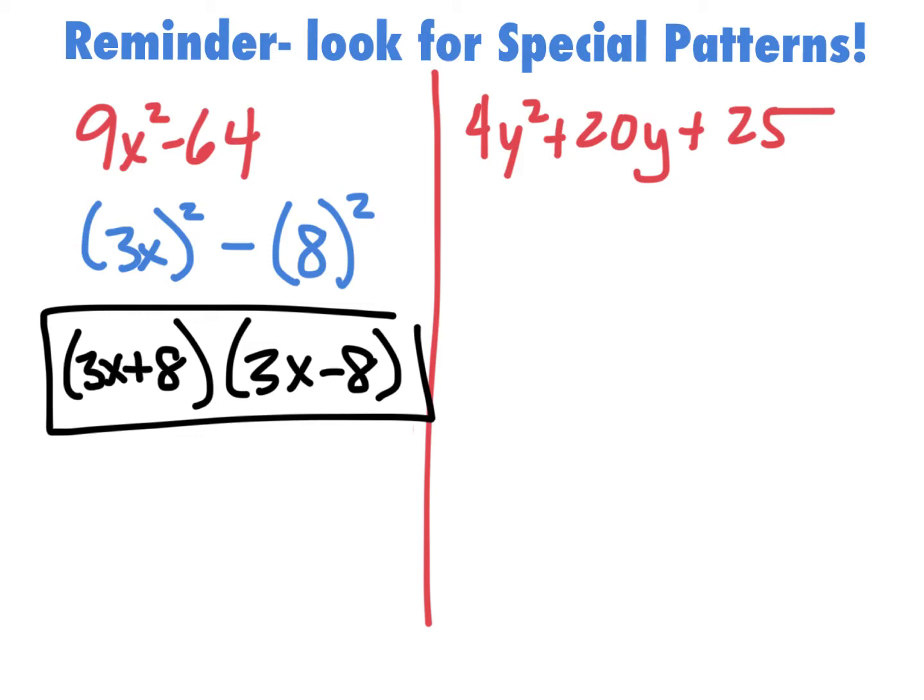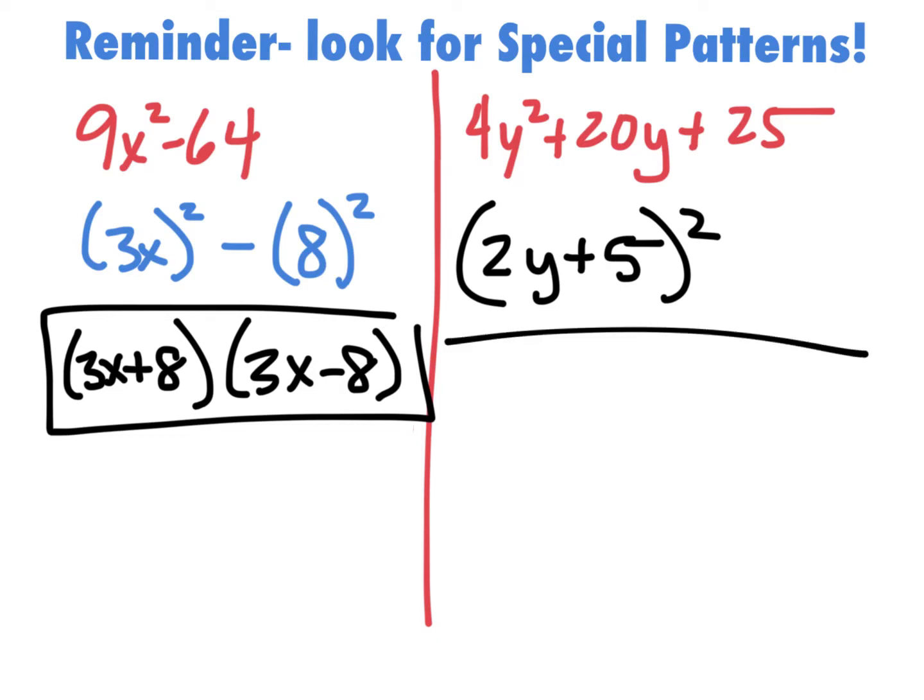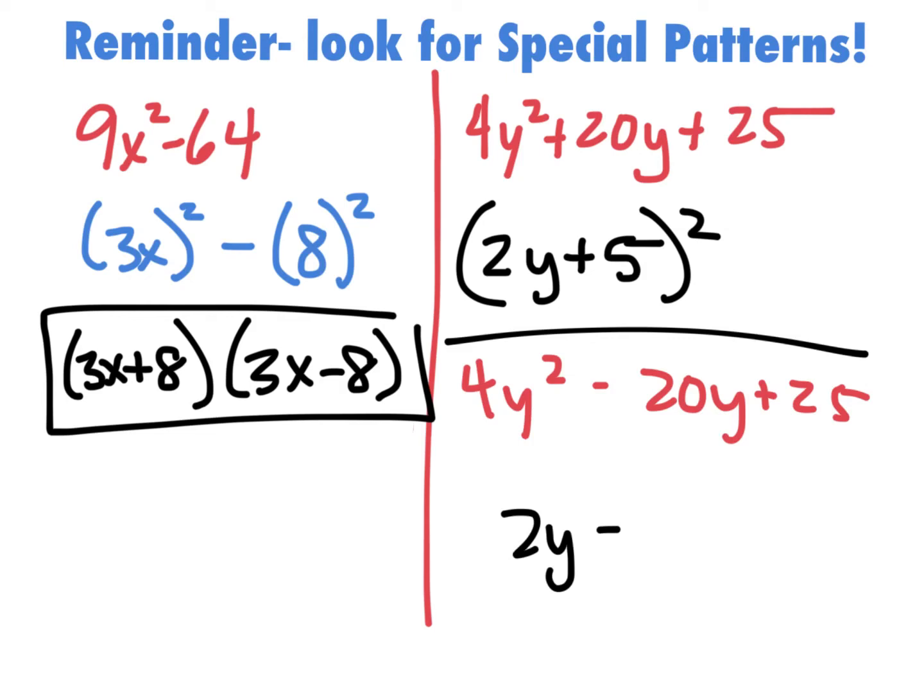Also, anytime you see a trinomial and the first term is a perfect square and the last term is a perfect square, we can look for our perfect square trinomials. Since they're all positive terms here, this would just be 2y plus 5 squared. And that's just the same pattern that we've seen before. If this would have been 4y squared minus 20y plus 25, this comes out to 2y minus 5 squared.